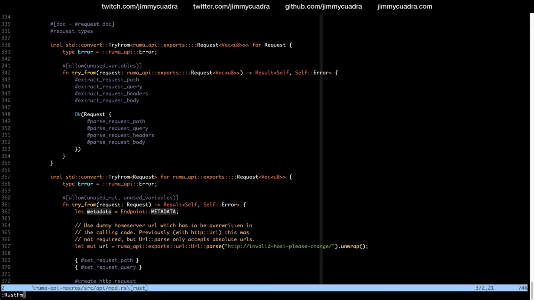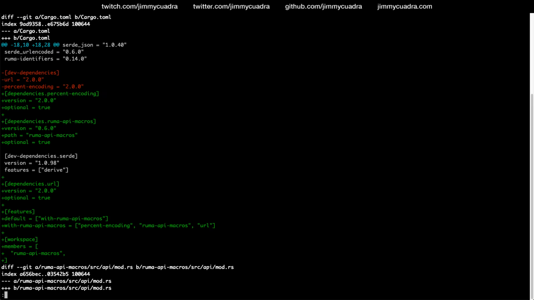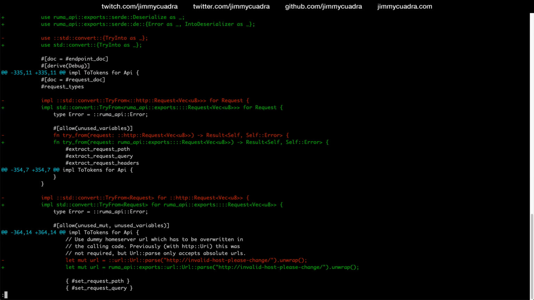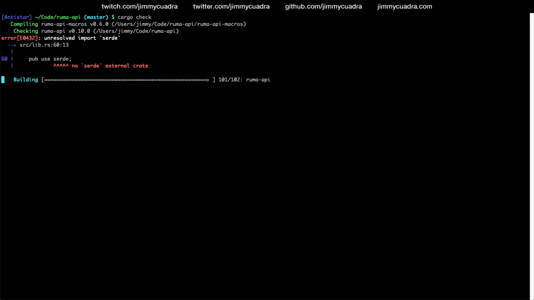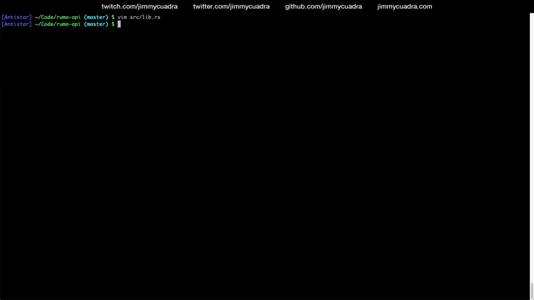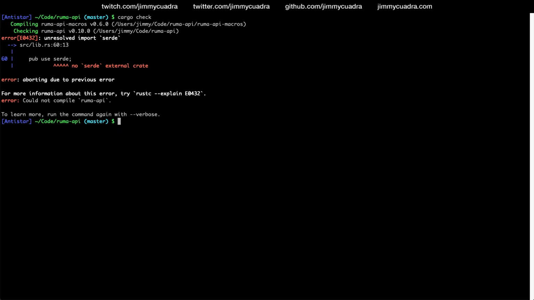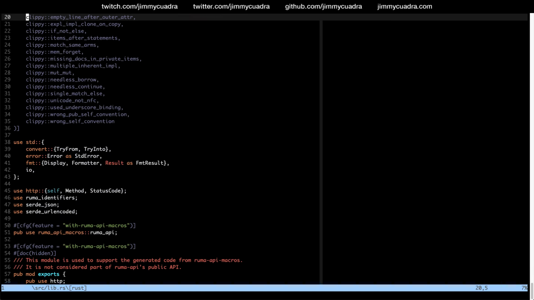I guess I'll run Rust format. Actually, let me just do cargo fmt --all over here. Cool. This looks about right. Okay, let's try cargo check again. Oh, wait a minute. I was supposed to do cargo check --all. No serde in external crate. What does that mean? Do I not depend on serde here? Oh, interesting. Only serde_json is here.